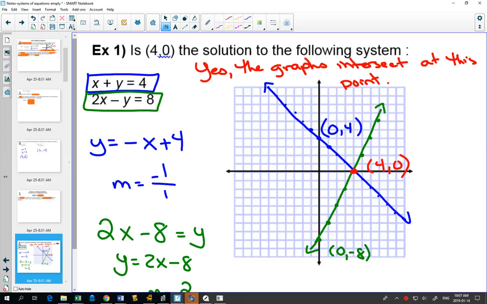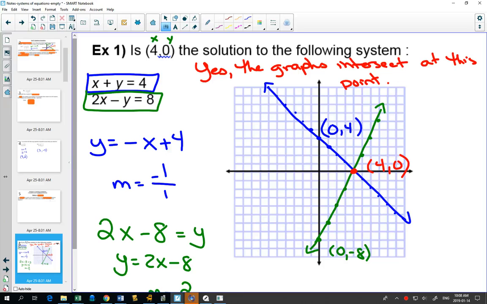We can say yes because the graphs intersect at this point. So it is the solution. What's another way we could tell if it's a solution or not? If it works. I would probably recommend that as the faster way, right? Plug in 4 for x, 0 for y, okay? Make sure that you remember that your x coordinate is always first, your y coordinate is always second.